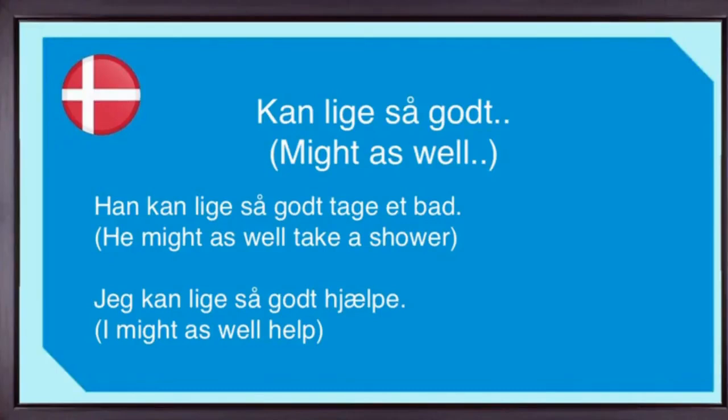Han kan lige så godt tage et bad. He might as well take a shower. Right? Kind of like he has the time for it. Like, why not? Jeg kan lige så godt hjælpe. I might as well help, right? Since I'm here. Something like that.